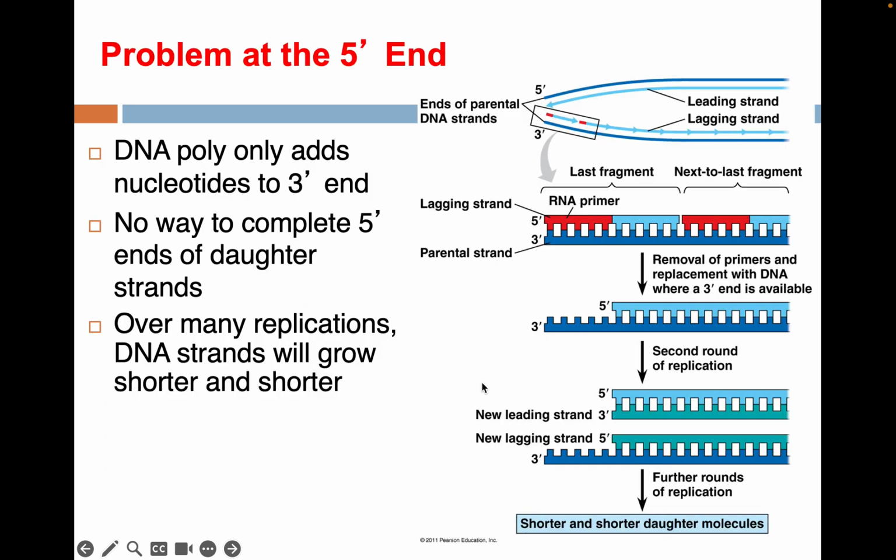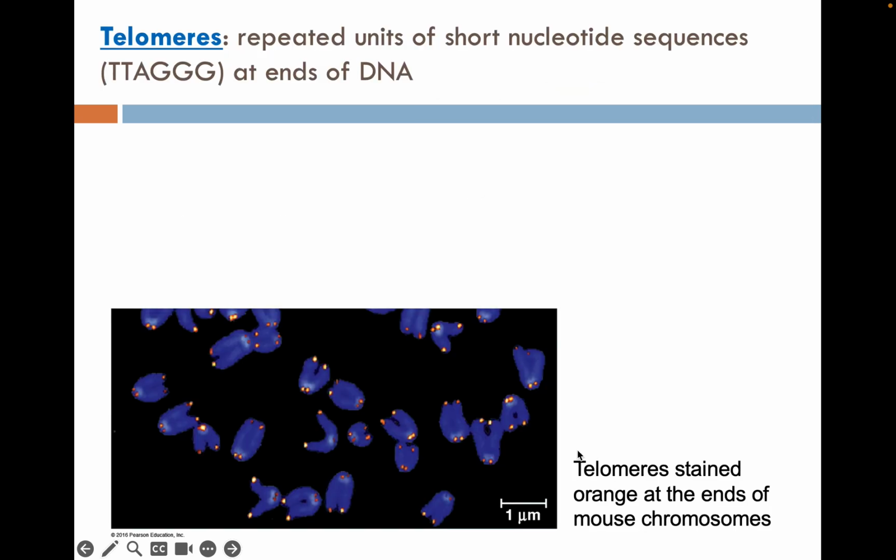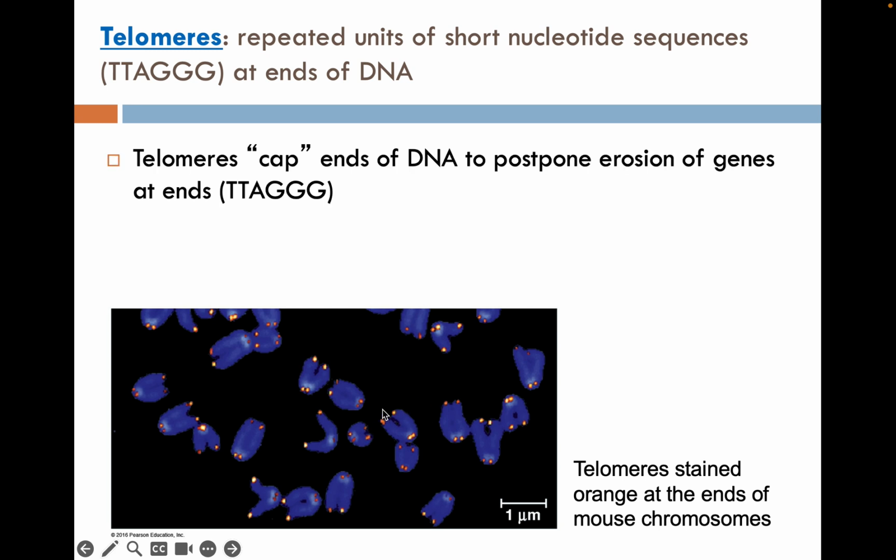Thankfully, these ending parts of DNA are a structure called telomeres. Now, telomeres are repeated units of short nucleotide sequences. So things that repeat at the end of the DNA. Here you can see the chromosomes. The telomeres are stained orange at the ends of these mouse chromosomes. So telomeres cap the ends of DNA to postpone the erosion of genes.